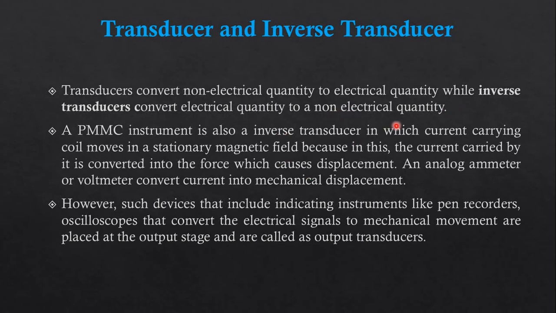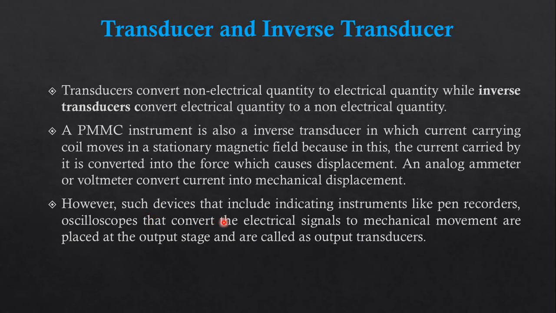Okay, over here, whenever we give an electrical quantity, the inverse transducer is going to convert it into a non-electrical quantity. A PMMC, that is a permanent magnet moving coil instrument, is also an inverse transducer in which a current carrying coil moves in a stationary magnetic field, because in this the current carried by it is converted into the force which causes the displacement. An analog ammeter or voltmeter converts current into mechanical displacement. That is what we can read on our analog voltmeter or ammeter, right?